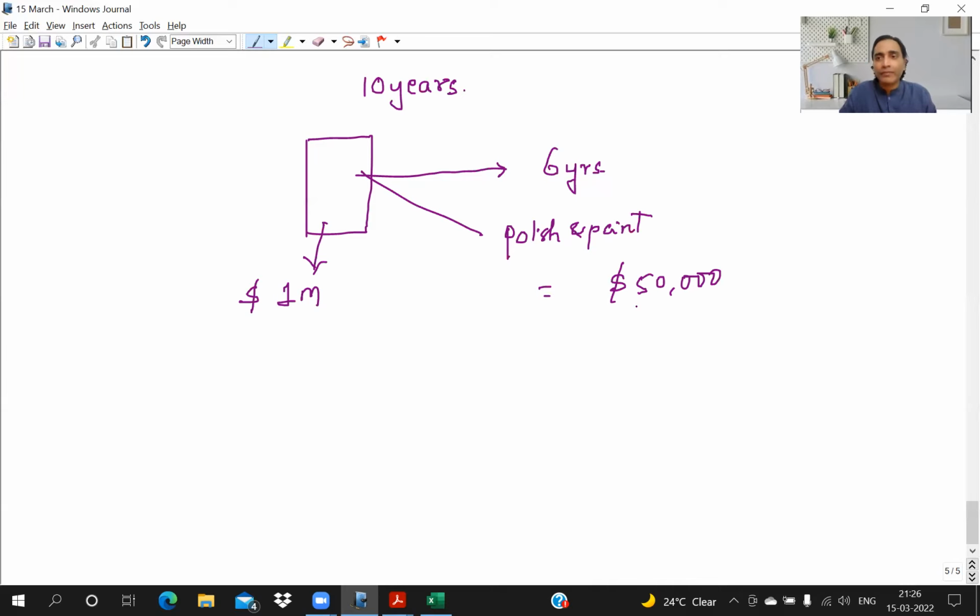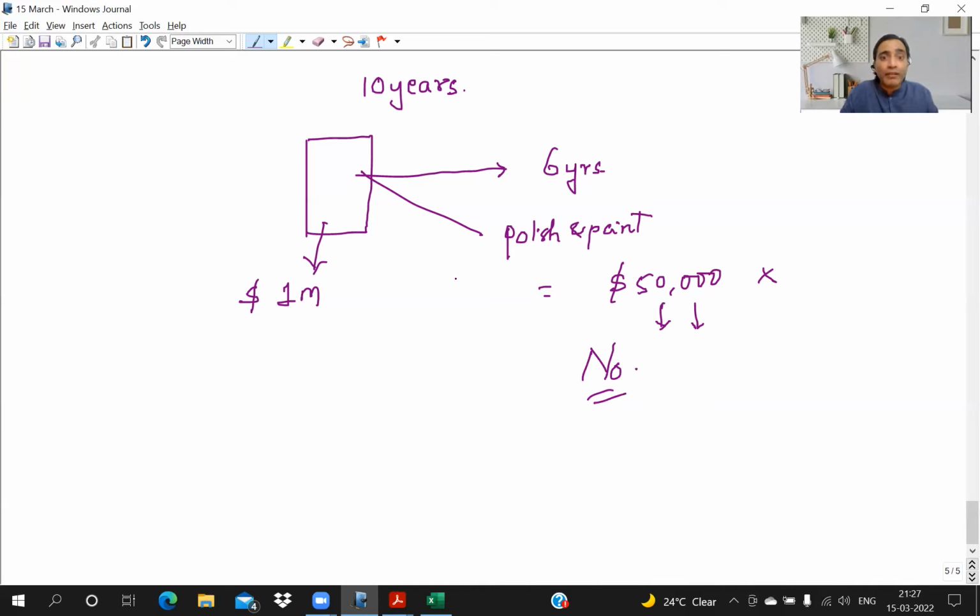Is this an obligation on me? Is this an obligation? It's a very sensitive question. Now things are becoming very practical. Is it something that I have to incur no matter what? The answer is no. Is it a scheduled mandatory expense? Nope. Is it a constructive or legal obligation that I have to spend $50,000? No. This is my choice. So it does not meet the definition of liability. It's not a present obligation.